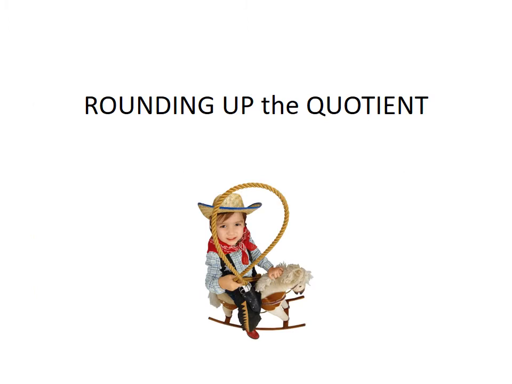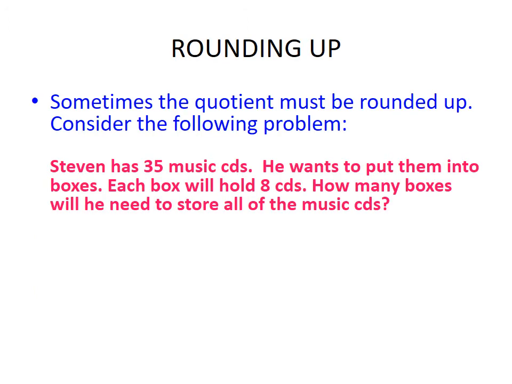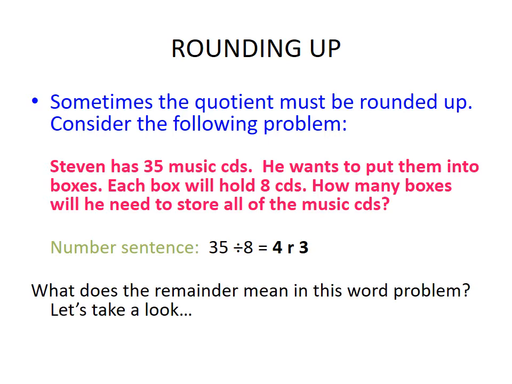Rounding up the quotient. Sometimes the quotient must be rounded up. Consider the following problem. Stephen has 34 music CDs. He wants to put them into boxes. Each box will hold 8 CDs. How many boxes will he need to store all of the music CDs? So as a number sentence, that's your 35 CDs divided into groups of 8 CDs, which will give you 4 remainder 3. Let's look, what does the remainder mean in this word problem?